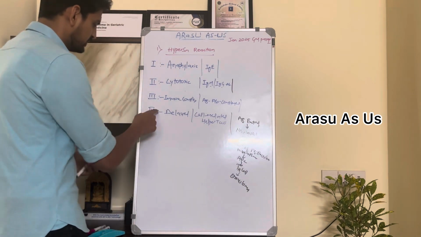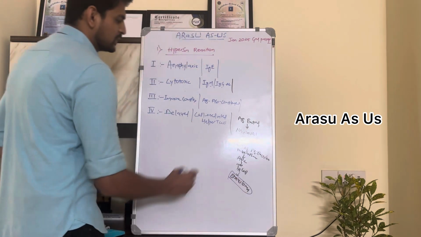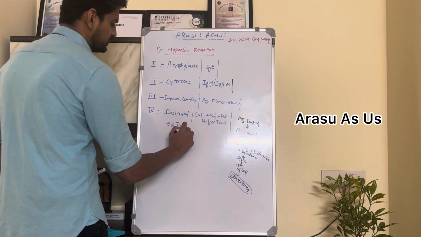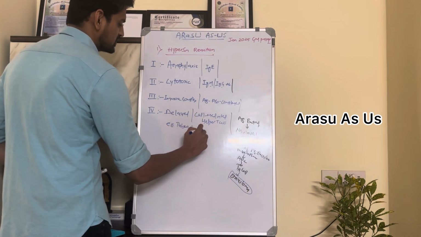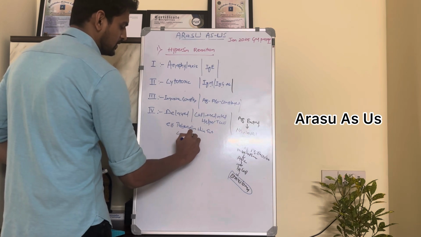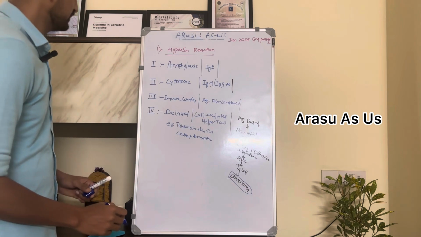So the hallmark of this type 4 hypersensitivity reaction will be granuloma formation, and examples for this type 4 are the tuberculin skin test. Even we can consider contact dermatitis as classical examples.